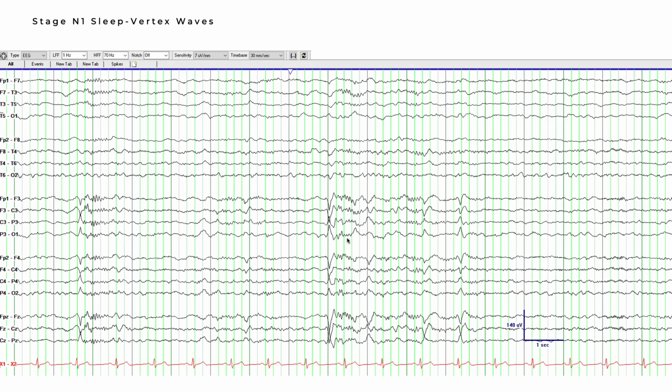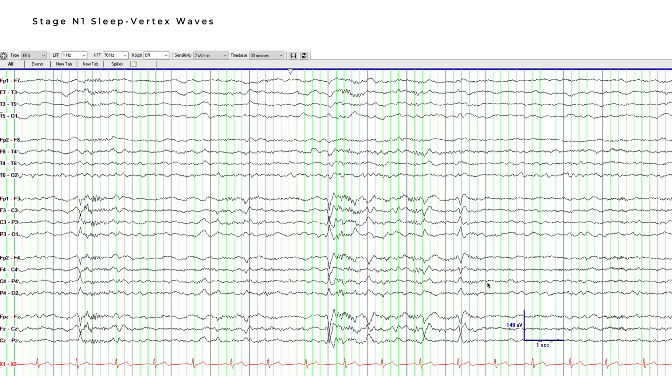So vertex waves look like this. They phase reverse centrally, and they have a broad parasagittal field. So this is a vertex wave here. You know, they look a little scary to the untrained eye. They may be kind of epileptiform because they can be sharply contoured at times.